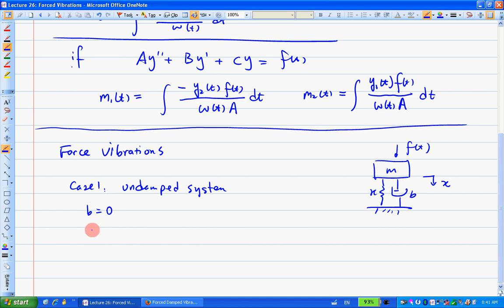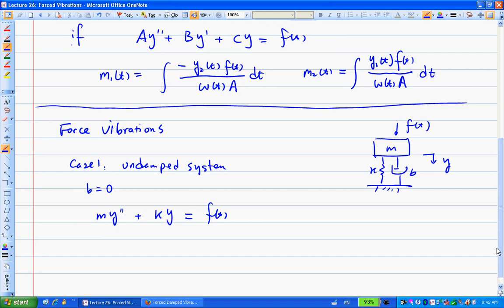Then our equation of motion will be m, let's see, I'll use y, as that lecture used y, I'll stick with y here. m y double prime plus k y equals this input. Okay, so now we're talking about vibration here, right? So this is sort of a specific application.